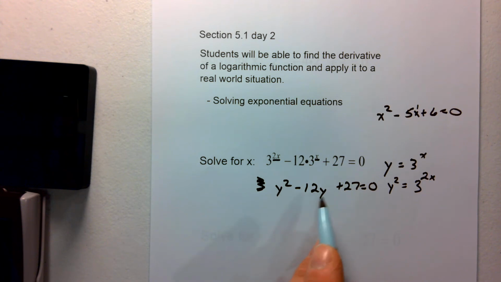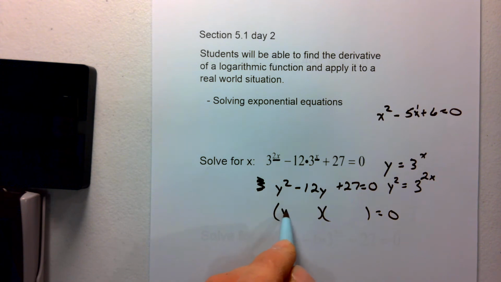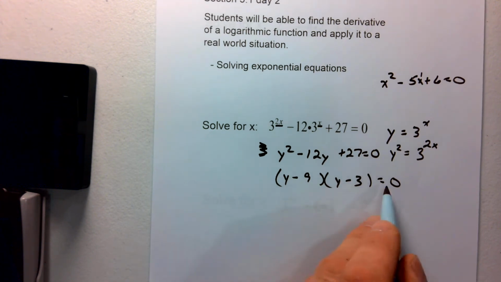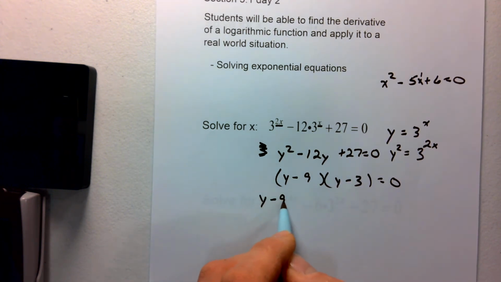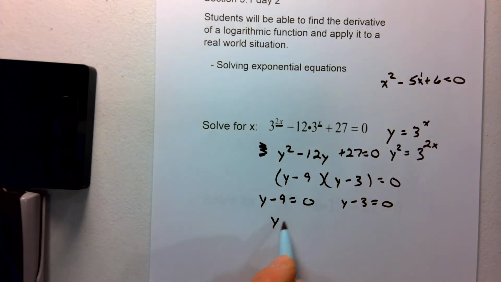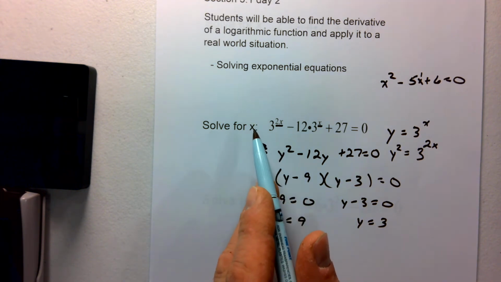I can go ahead and solve that equation. To solve that, I can factor it. So I have y minus 9 and y minus 3 equal to 0. I can go ahead and set each part equal to 0 and solve for y. So y equals 9 and y equals 3. We're not interested, though, in what y is. We want to know what x is.